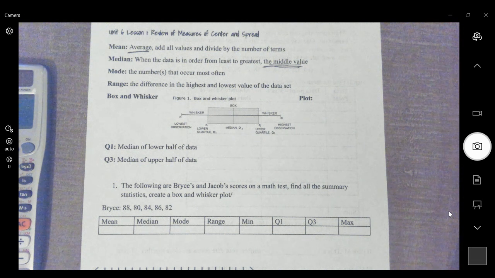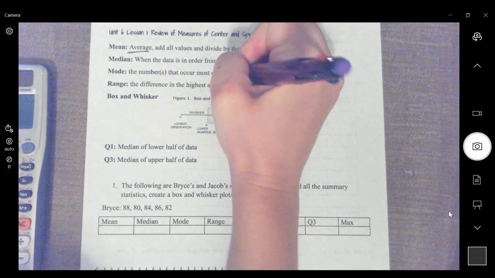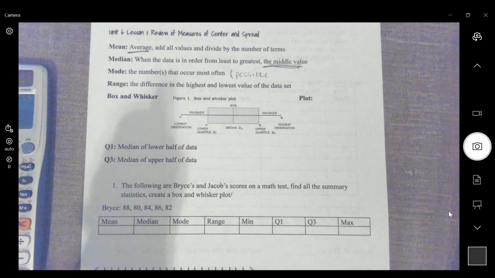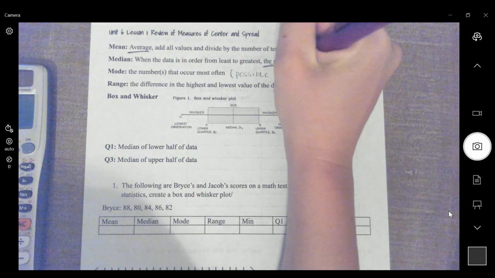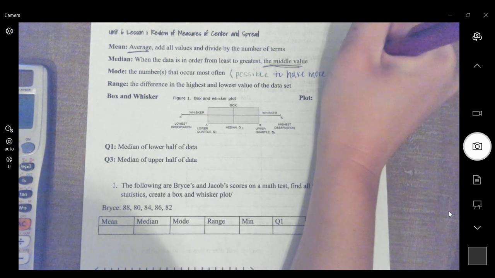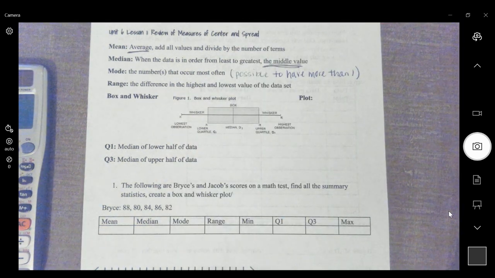Mode is the number that occurs the most often. You can have no mode. You can have more than one mode. You can't have exactly one. So this is the only one where it's possible to have more than one. Everything else, you should just have one mean, one median.